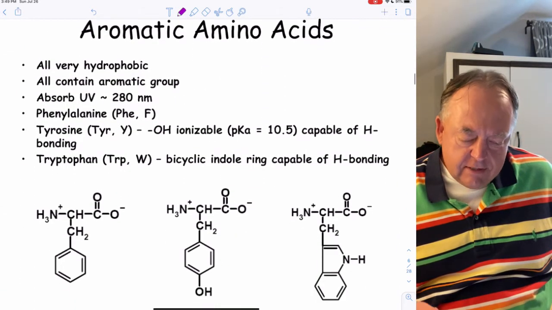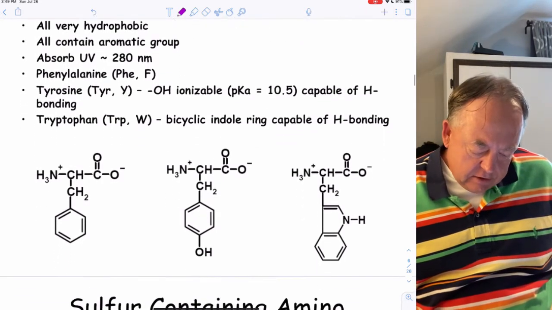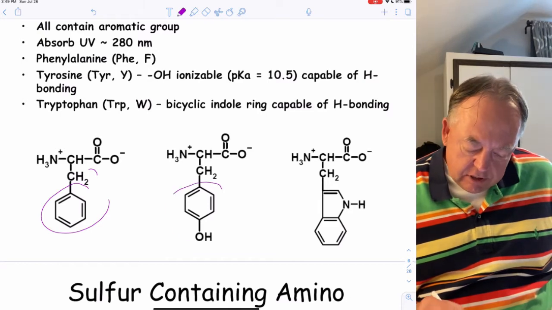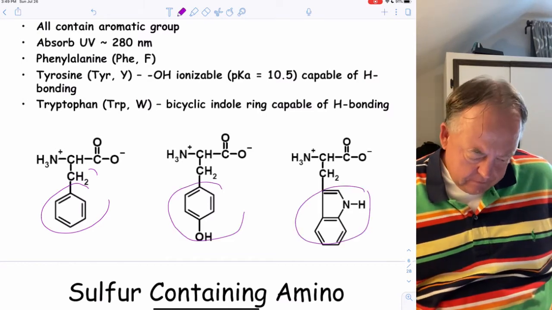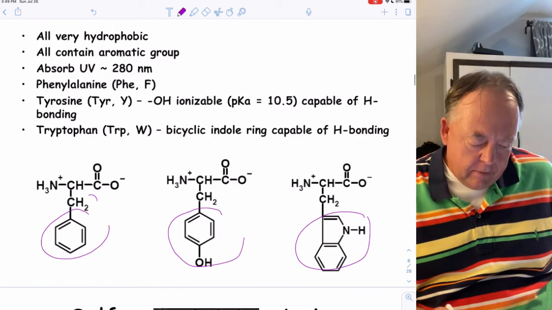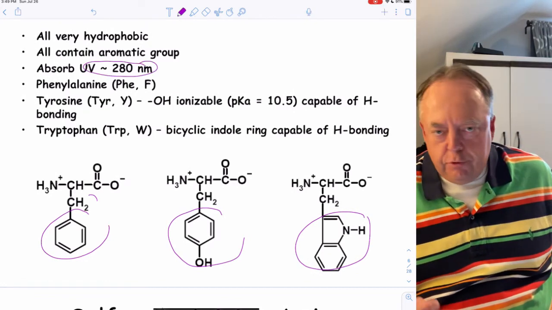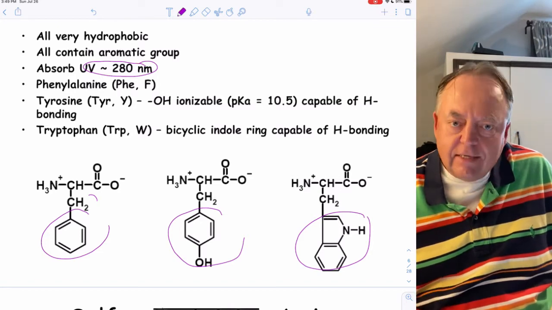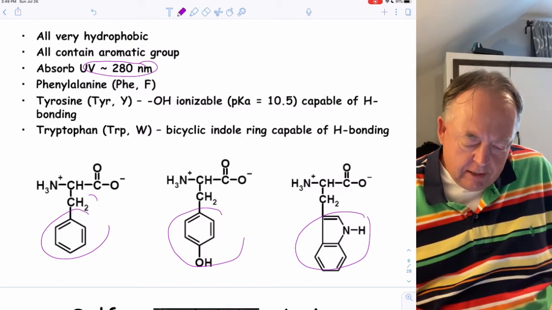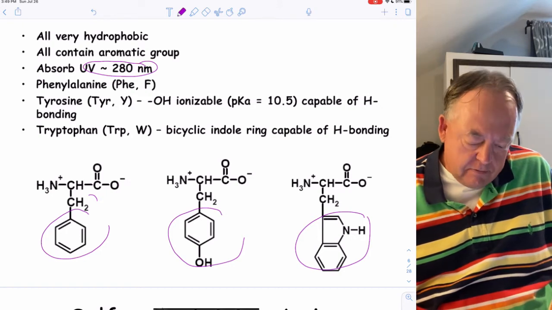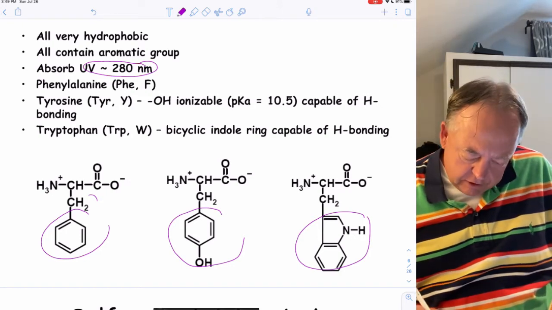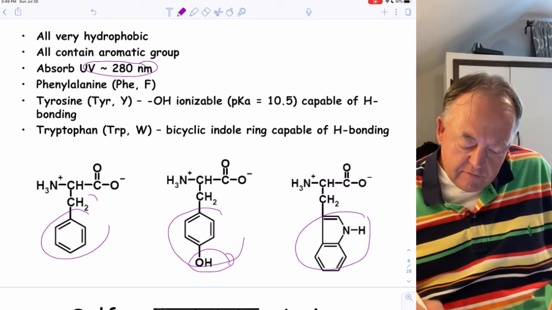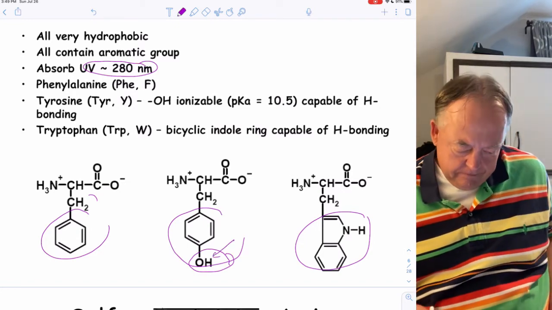Three of the amino acids have an aromatic side chain: phenylalanine, tyrosine, and tryptophan. Since they have an aromatic ring, you can do UV spectroscopy on these amino acids, or if a protein has one of these amino acids in it, you could study that protein using UV-vis spectroscopy. For tyrosine, we've talked about the acidities of phenols before, so that is an acidic hydrogen.